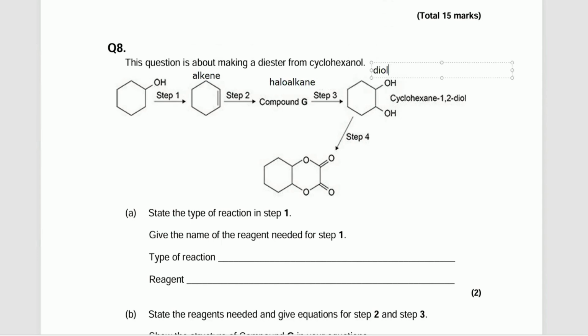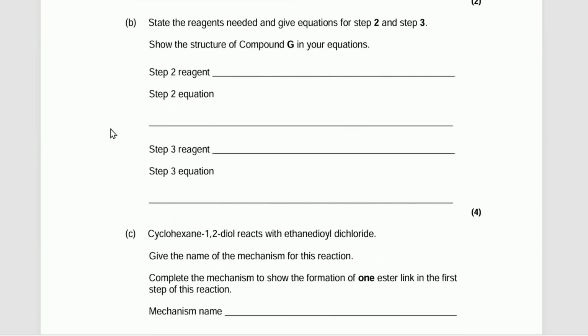So what we're going to need to do in between is become a haloalkane. We're going to do some sort of addition, and we're going to end up with a haloalkane. So step 2, my reagent is bromine. You could say chlorine, iodine, or any other sort of halogen. So you know that one from your AS content.